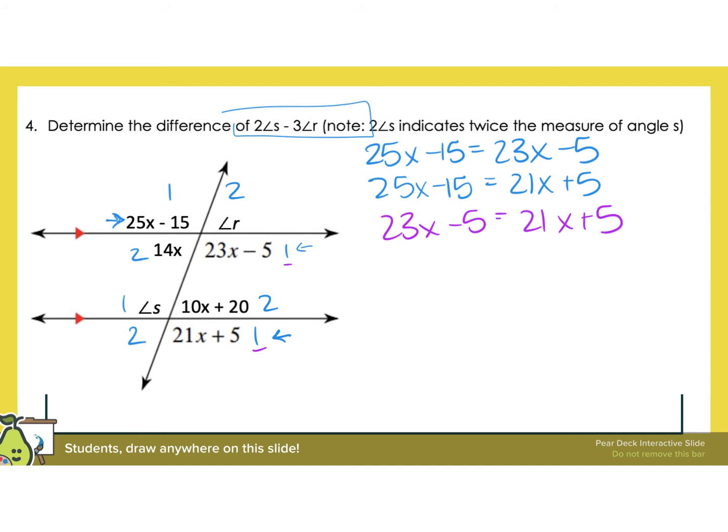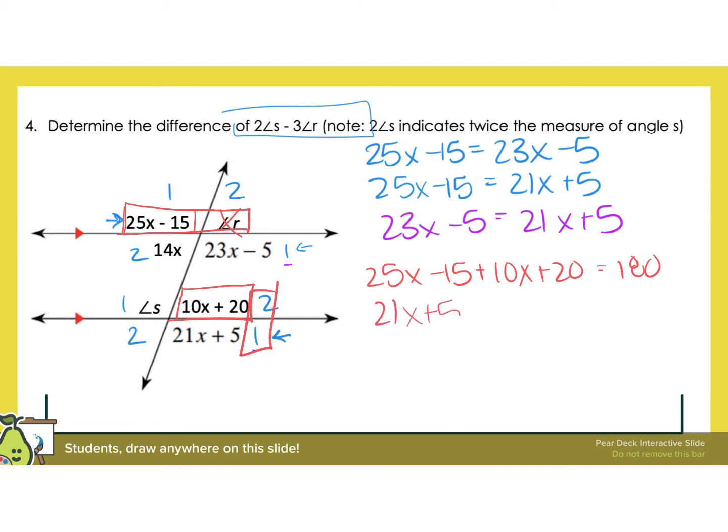Or you could have decided to go with the supplementary ones. So 1s and 2s. Can't do that one because we don't know what r is. So this is a 1, and this is a 2. So you could do 25x minus 15 plus 10x plus 20 and set it equal to 180. Or you could have done these two, 21x plus 5 plus 10x plus 20 equals 180.